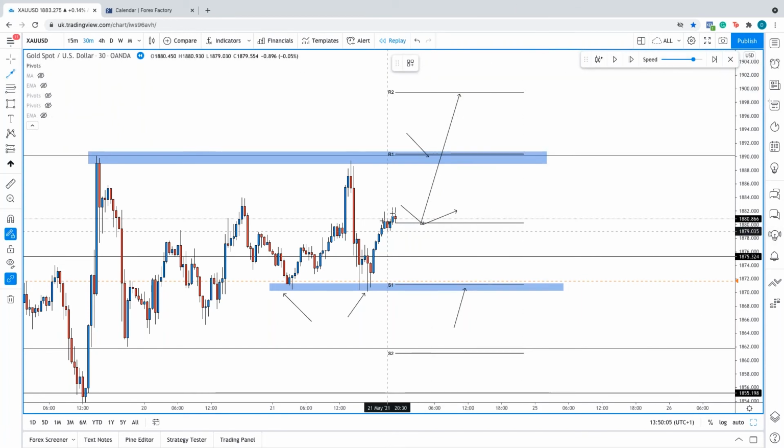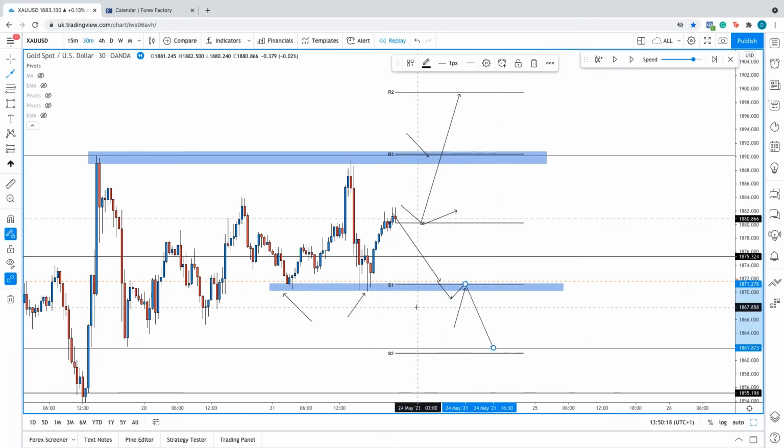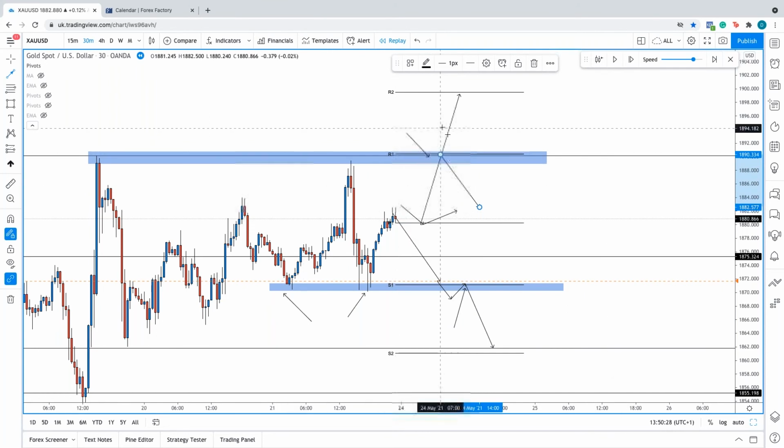If price moves down to this level, then I'm going to be looking to buy. If price breaks this level, then I'm going to be looking for sells on a potential retest and move to the downside. If price pushes up to this level, then I'm going to be looking for price to move to the downside if we hold. If price breaks the resistance level, then I'm going to be waiting for price to retest, and then I'm going to be looking for a potential move to the upside.